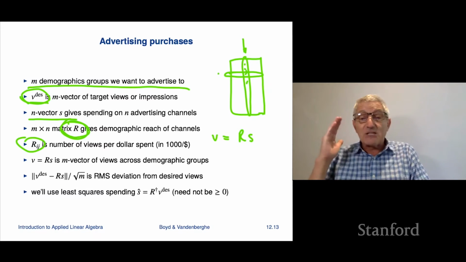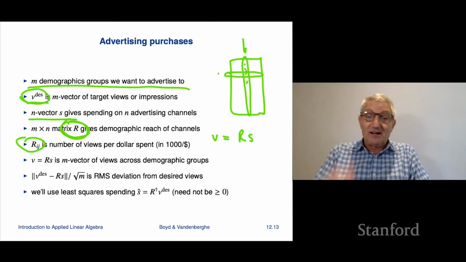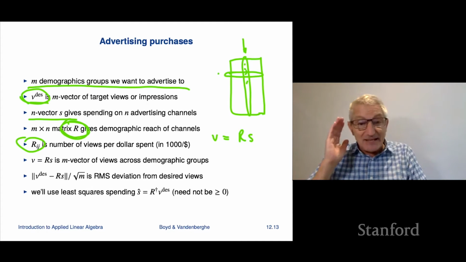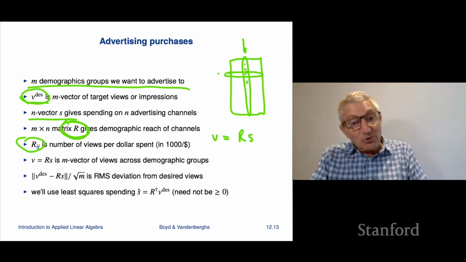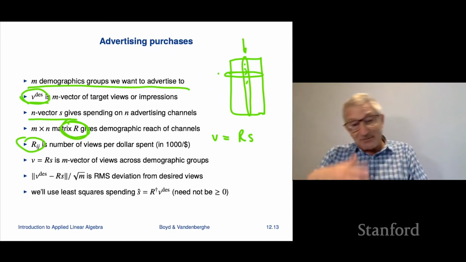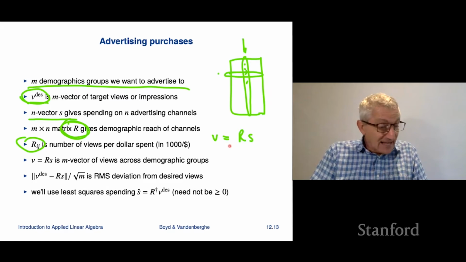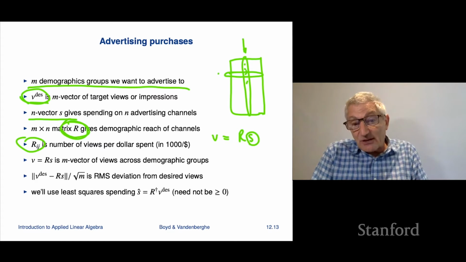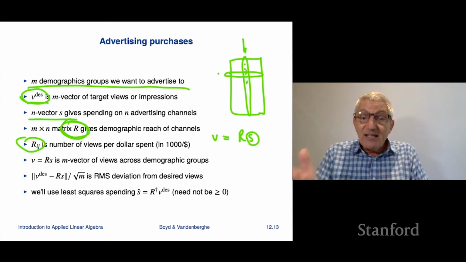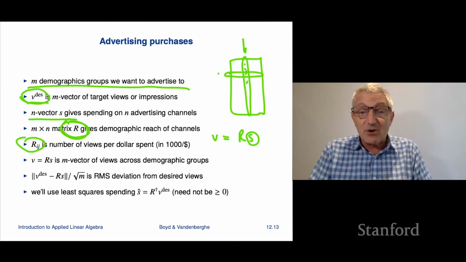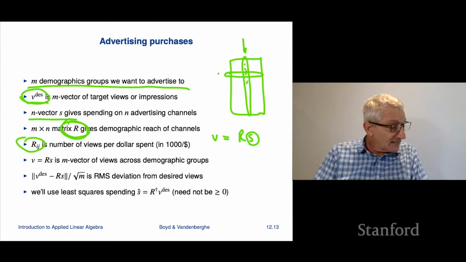So if I say I'm going to spend $1 on these magazine ads, and I'm going to spend $2 with Google with these search words, and I go on and on, okay, then that's S, and then I multiply by R, and matrix vector multiplication here converts the amount you spend on each of the channels into the number of impressions you get in every one of the demographic groups. Okay, so that's the idea.